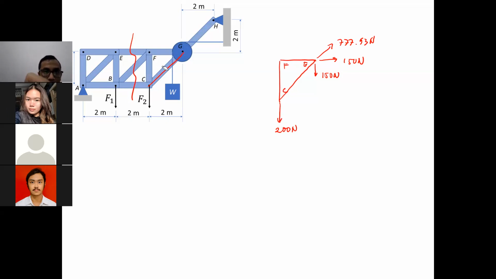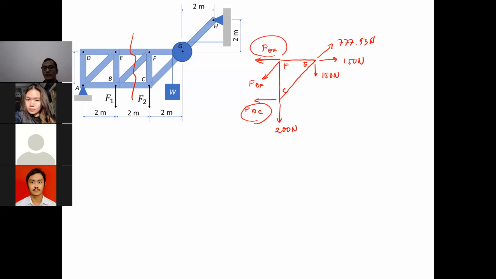Then we are left with the remaining members that we got. So there we have EF, BF, and BC, right? So assume everything is under tension. This one is FEF. This one is FBF. And the last one is FBC. Okay. The ones that we have to solve are what and what? It asks for FBC and FEF.